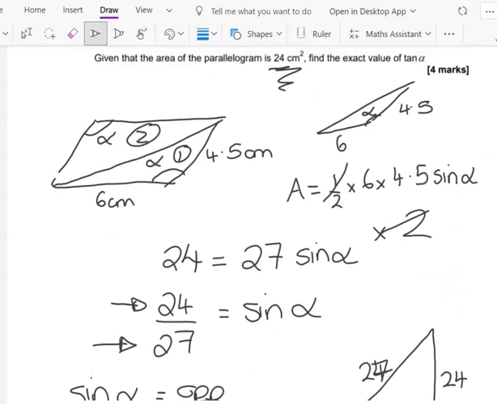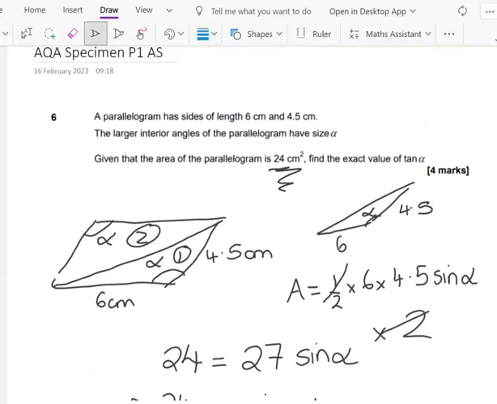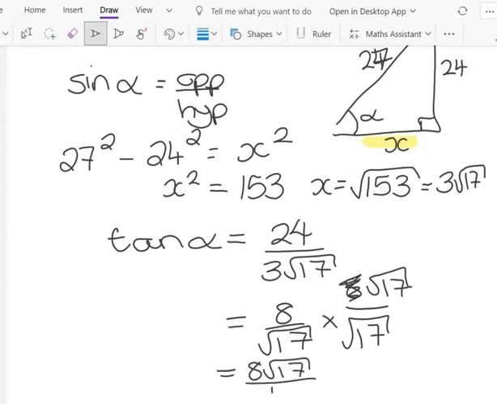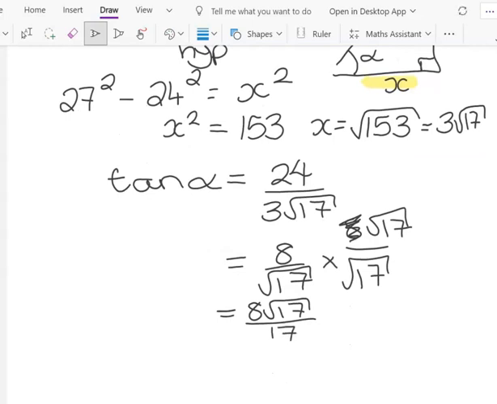Okay, and I think the question was asking us to find the exact value of tan alpha. We can't get much more exact than that. They might want that to be rationalised. So you multiply top and bottom by root 17. God, you can tell I've been asleep, can't you? So that would just give you 8 root 17 over 17. And I think that is what we're after. If you check the mark scheme, boop.